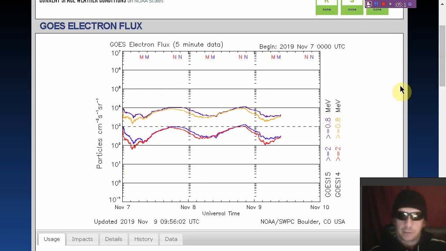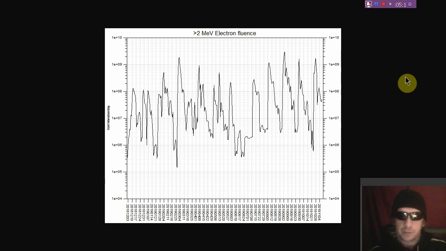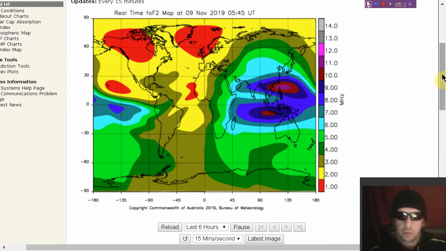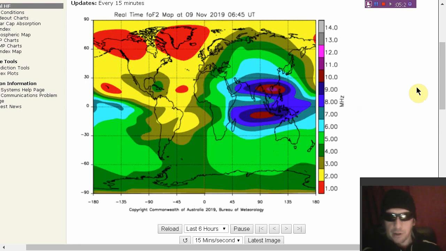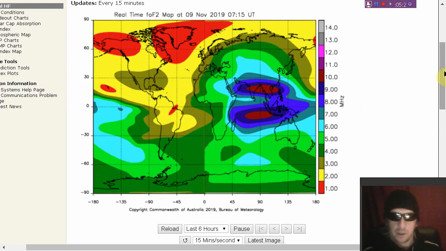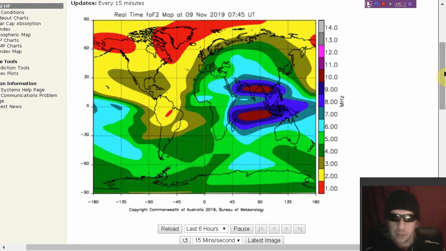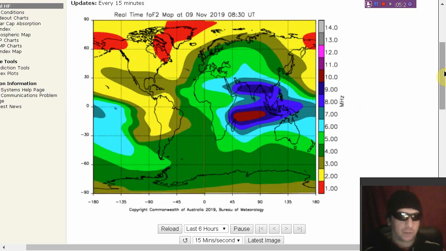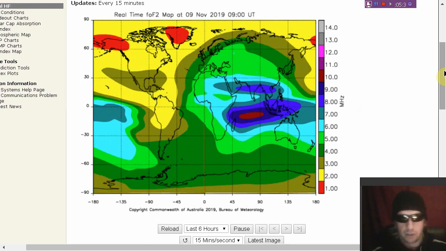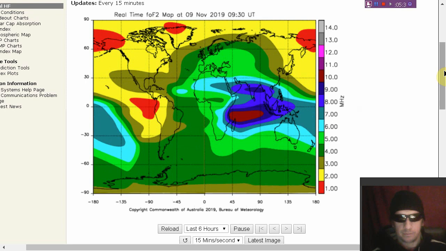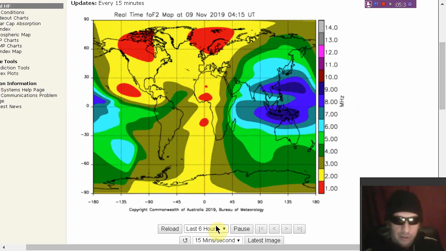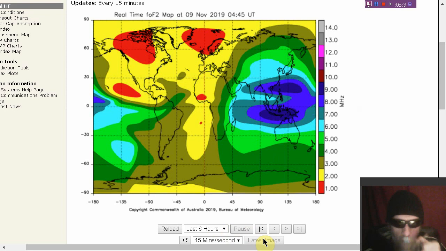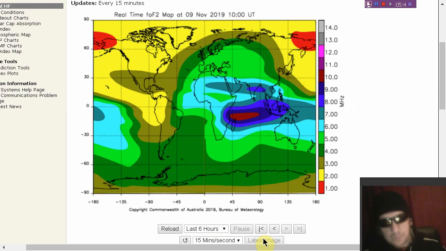GOES electron flux is looking nominal. Relativistic electrons are just slightly above normal. Barely at alert levels. They were at 32,000, and the alert level is 1,000 about a week ago. Here's the ionosphere movie. This animation showing 6 hours of the ionosphere. And let's look at the latest image. It's just looking pretty normal here. Nothing too strange going on there.